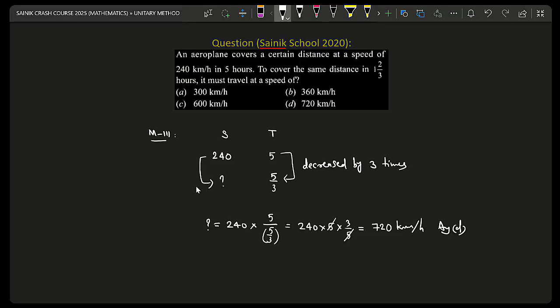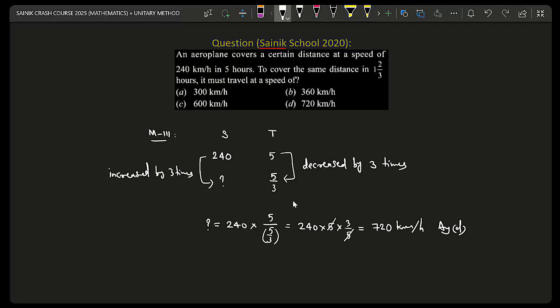Sir, decrease. See, first of all, what is the relationship between the speed and time? Are they in direct proportion or inverse proportion? So they are in inverse proportion. Inverse proportion means if one type of change is observed in time, the opposite type of change is reflected in speed, right? So can we say that it is increased by 3 times? Yes, sir. So we can write increased by 3 times. So simply you can say 240 into 3, that is 720, right?